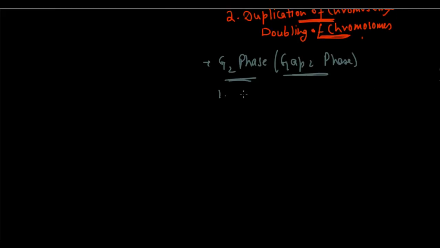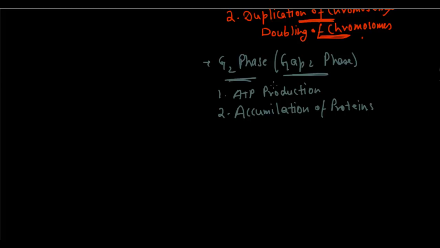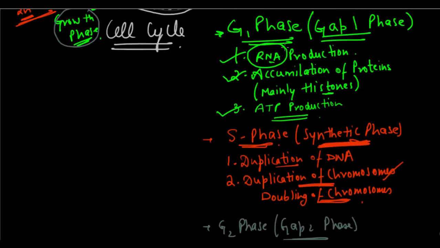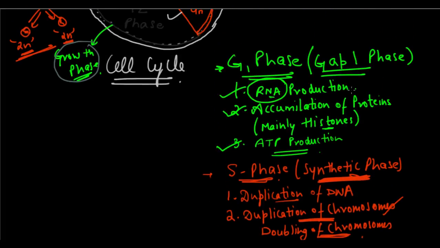First thing, which is common with the G1 phase, is ATP production. So ATP is produced. As I told you, for the biochemical procedures and energy requirements, we produce the ATP. After the ATP production, there is again an accumulation of protein. The difference between the G1 and G2 phase is that in the G2 phase we have accumulation of many proteins.